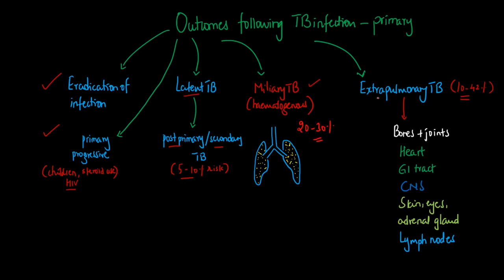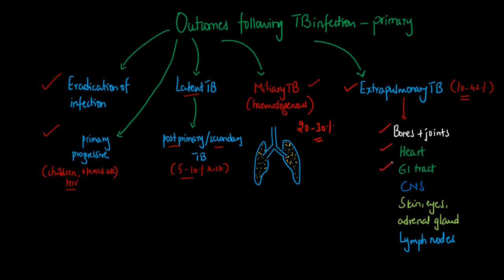And lastly, looking at extrapulmonary tuberculosis, about 10 to 42% of the people with TB have extrapulmonary manifestations. And it's also important to bear in mind that patients who have extrapulmonary TB may or may not show lung complications or lung symptoms. Okay? So in the bones and joints, it can give you arthritis and TB osteomyelitis. In the heart, you can have pericarditis.